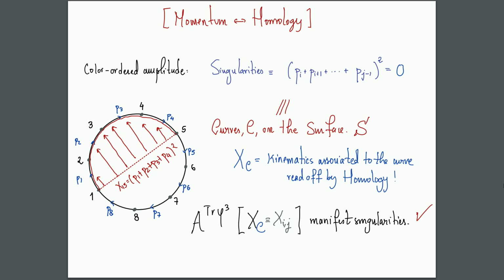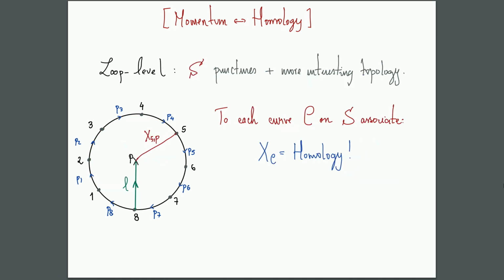And note that these are precisely the sort of invariants that naturally appear as singularities. So these X_C's are the correct kinematics that perfectly encode the location of the poles. If we write the amplitude in terms of these X_C's, then we make the singularities manifest. So these are the variables that I'm going to be using. And the same story goes through in exactly the same way at loop level.